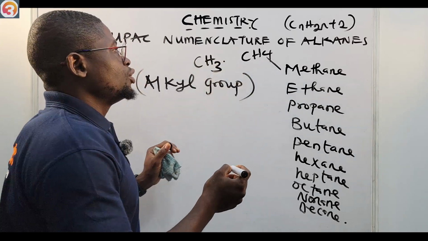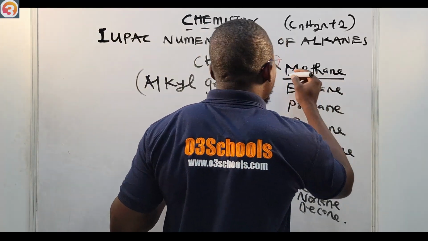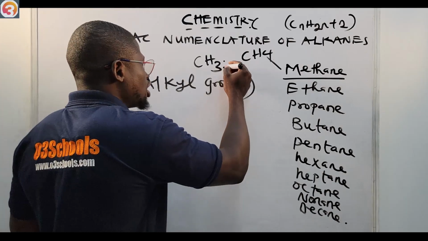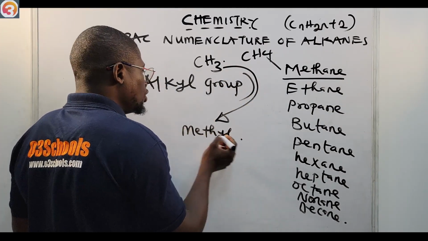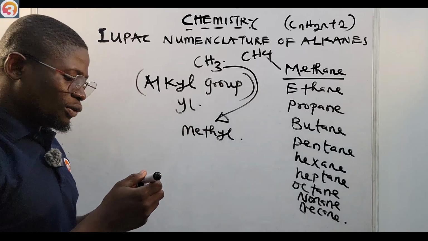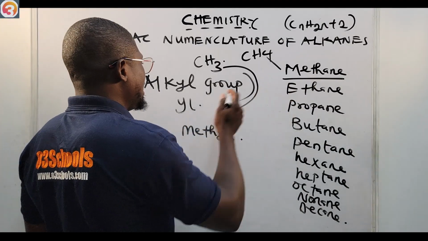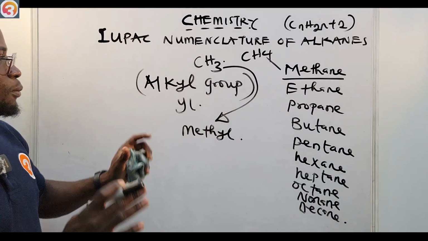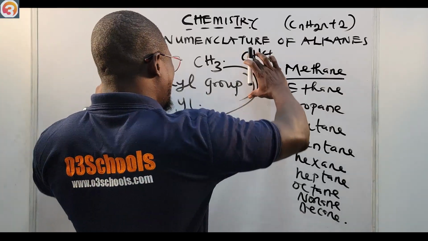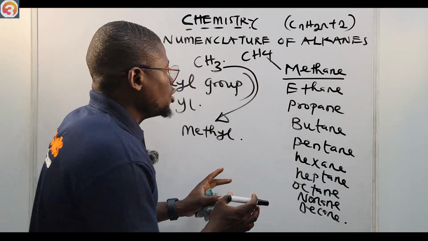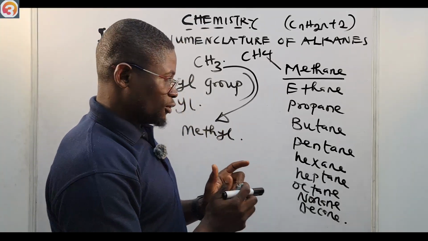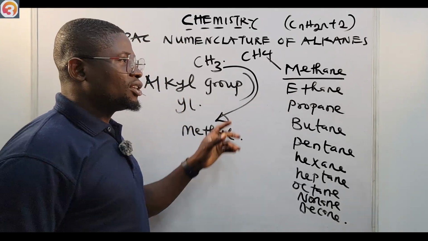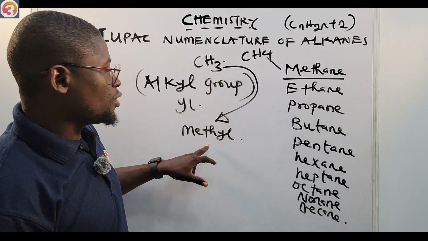So instead of methane, that is CH4, this one that has lost one hydrogen atom is now called methyl. We add the YL and remove the ANE, just put YL. So this is a methyl group. This is an alkyl group. Alkyl groups are formed when an alkane loses one hydrogen atom. So methane loses one hydrogen atom to become CH3, and now becomes methyl.